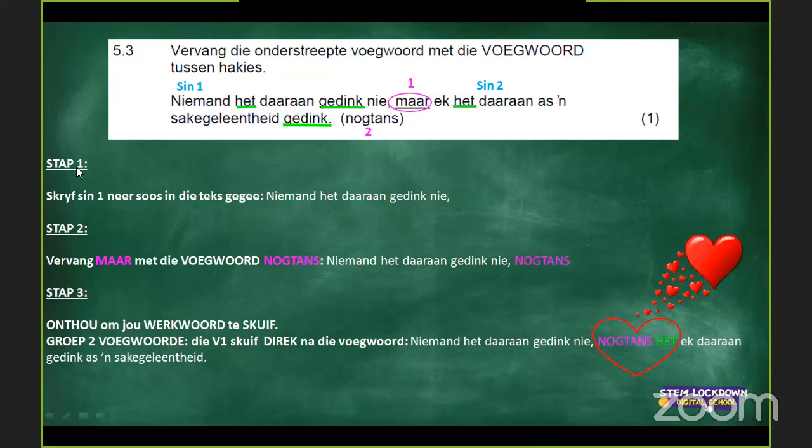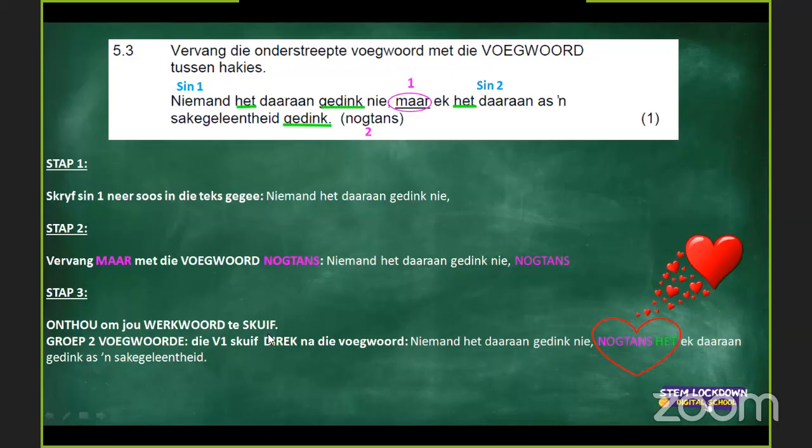So ek het dit nou hier vir julle in stappe neergeskryf. I've written it down in steps. So stap 1, skryf sin 1 neer soos in die teks gegee. So you're going to write down sentence 1 as given in the text. So ek skryf daar, niemand het daaraan gedink nie. En ek het maar komma. Stap 2, vervang maar met die voegwoord nogtans. So now I'm replacing my conjunction maar with the conjunction nogtans. Niemand het daaraan gedink nie, nogtans.